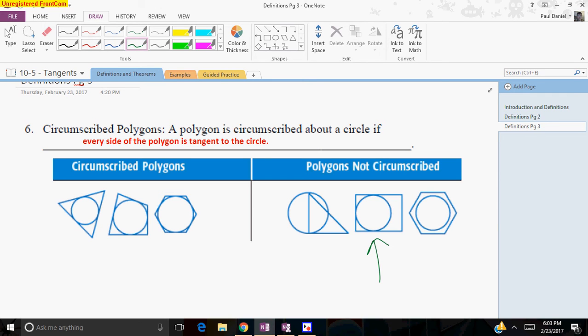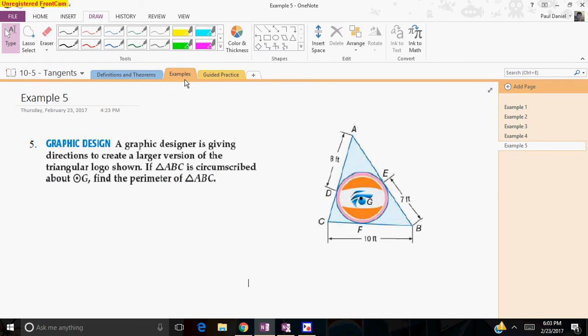The one right here, that circle is completely contained inside the hexagon, but there are no tangent lines to it. And over here, the circle is not completely enclosed inside the triangle, so again, it cannot be circumscribed about the circle. Okay, so that's the big information you need from this. That's all the new stuff you need to hold on to.